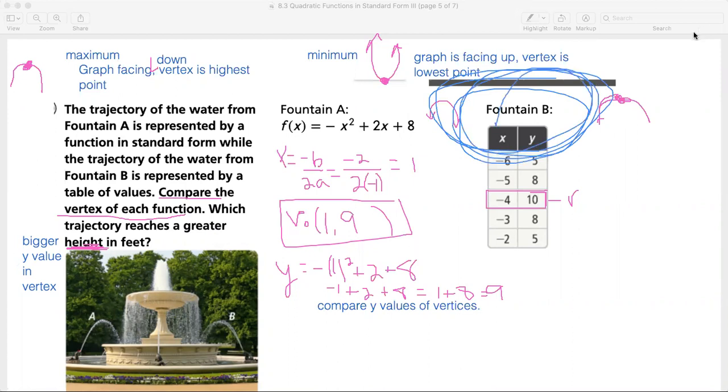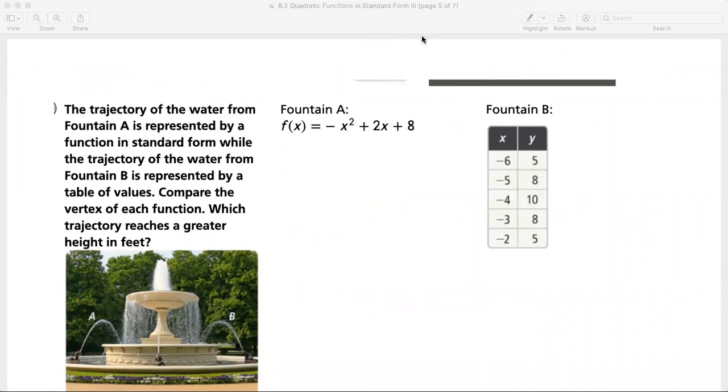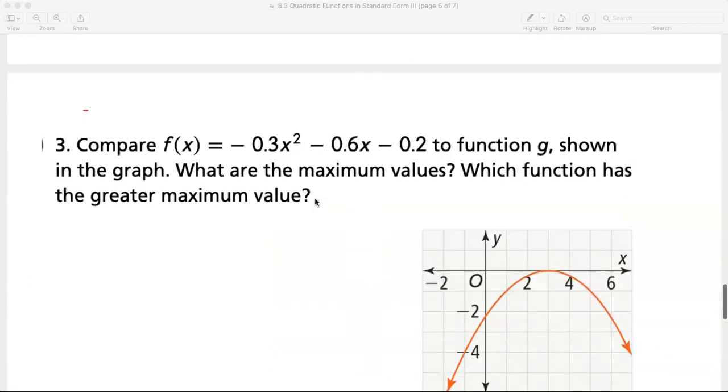All right. So what I would say is this just has a ton of vocab. Please don't freak out by that. When you hear maximum or minimum, look at the vertices. So let's get to our very last example of these notes, and then you are done.